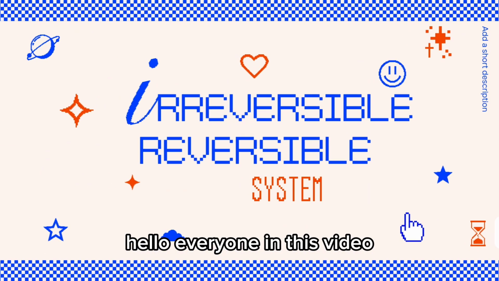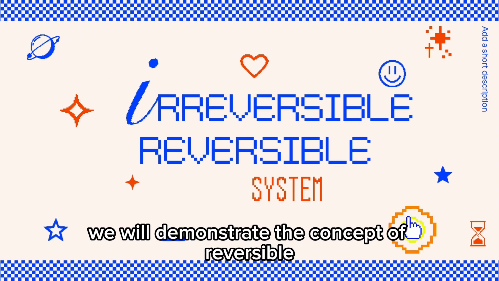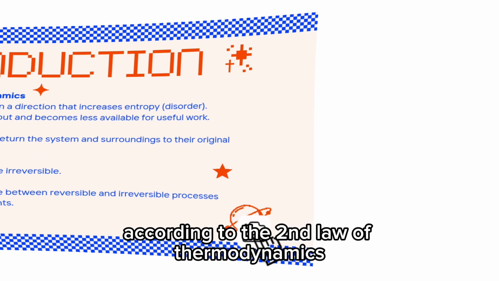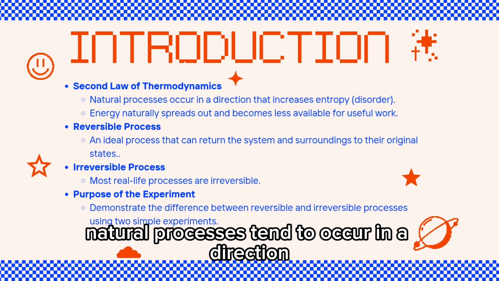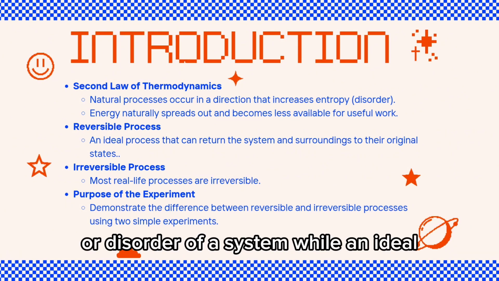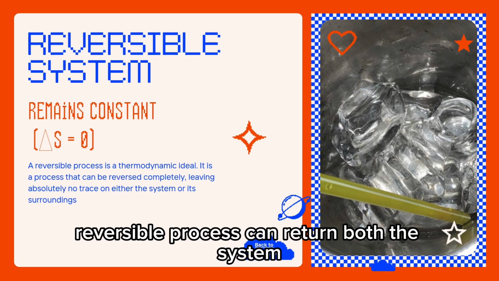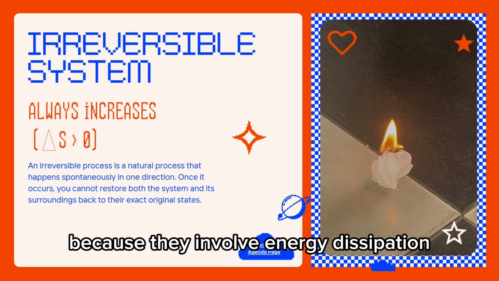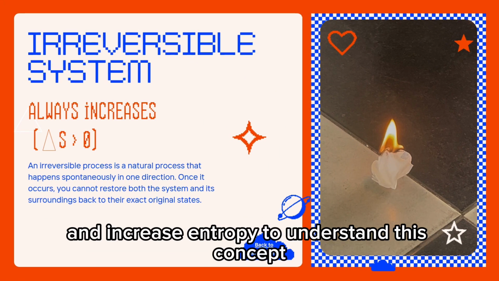Everyone, in this video we will demonstrate the concept of reversible and irreversible processes in thermodynamics. According to the second law of thermodynamics, natural processes tend to occur in a direction that increases the entropy or disorder of a system, while an ideal reversible process can return both the system and surroundings to their original state without any net change. Most real-life processes are irreversible because they involve energy dissipation and increased entropy.